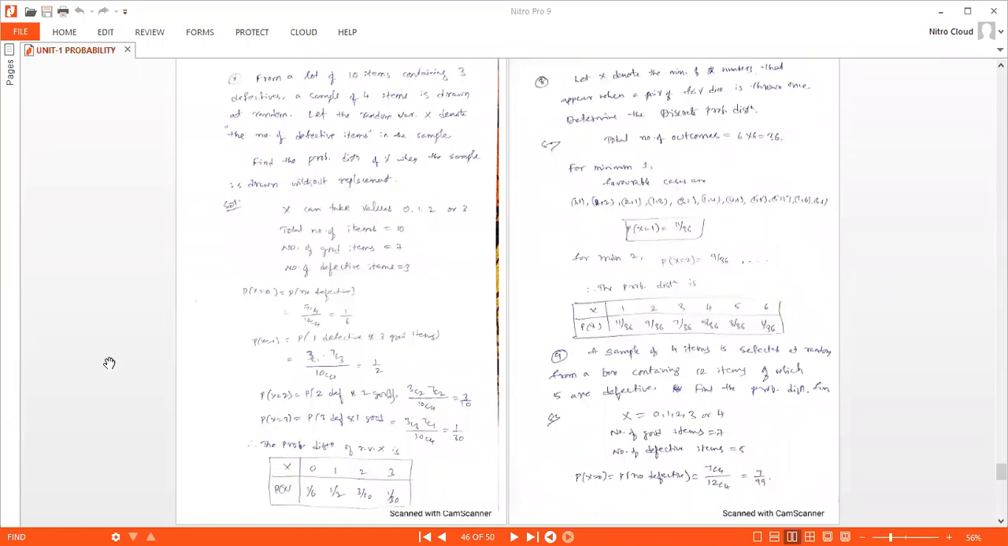So now you have all the values. You can write the distribution function. That is the probability distribution function of a random variable capital X, which is the number of defective items. X is the number of defective items. So write down the table X with elements 0 to 3 and probability values. Probability of X equal to 0 is 1 by 6. Probability of X equal to 1 is 1 by 2. Next 3 by 10 and 1 by 30.